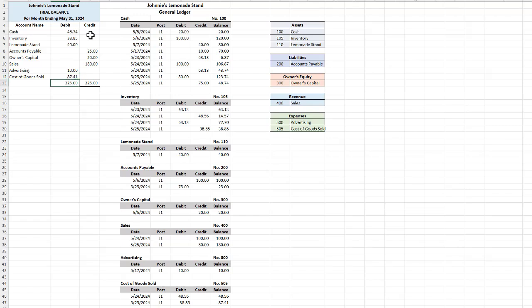The total debits equal the total credits. The debits and credits must be equal in the trial balance before continuing on to the financial statements. If they aren't in balance, you need to track back through the transactions to see where the problem is.